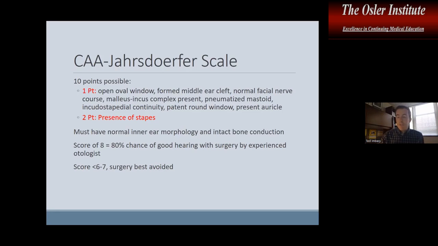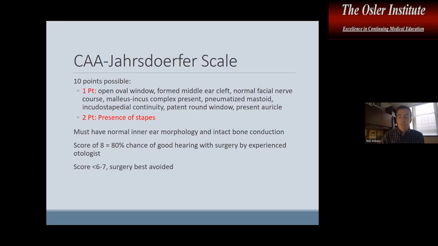And obviously, if you're considering doing surgery for an atretic ear, they should also have normal inner ear morphology and, again, preserved bone conduction. So if there's a significant sensorineural loss, you're typically not going to do atresioplasty surgery. They would potentially be a cochlear implant candidate instead. So the Jahrsdoerfer score is important for helping to determine candidacy. And this is based off of a CT scan, so you will look at the CT scan and go through it and get a score.